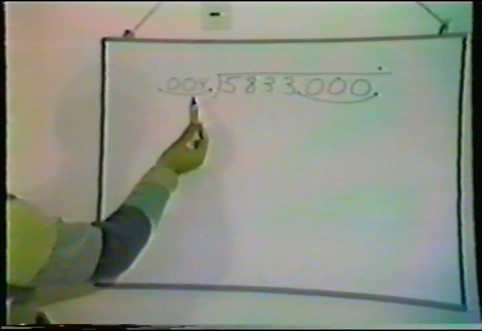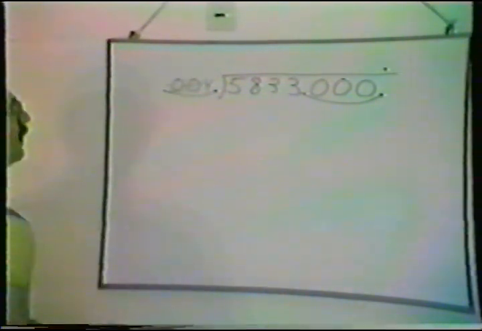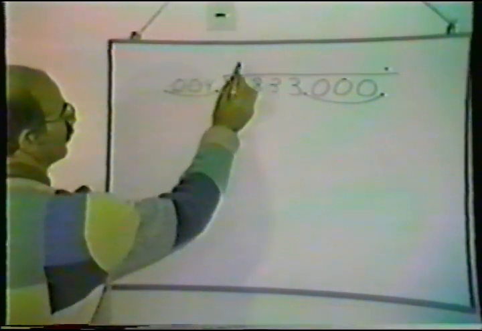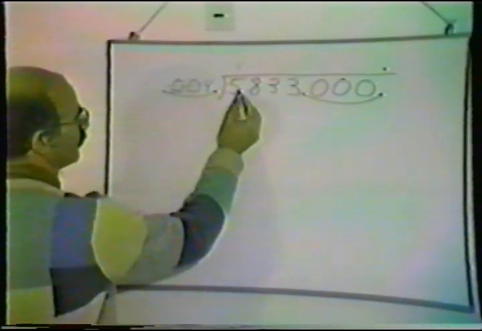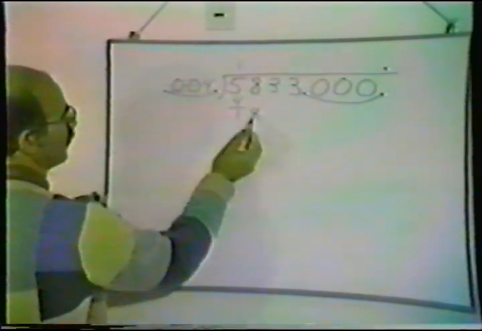Now, when I divide, I'm just dividing by 4. These numbers are no longer there. The zeros are gone. 4 into 5 goes? 1. 1 times 4? 4. 5 take away 4? 1. Bring down the 8. 4 into 18?